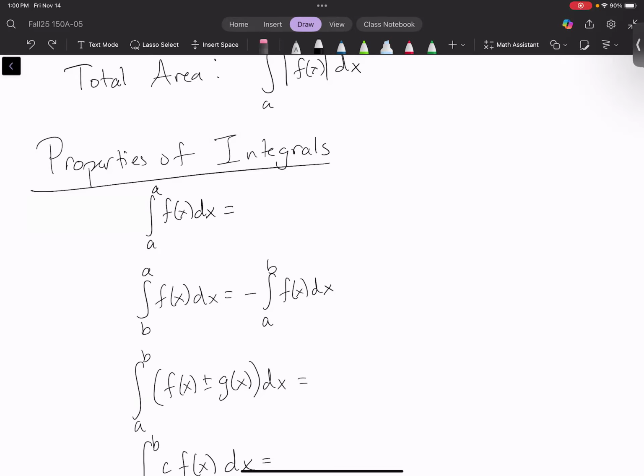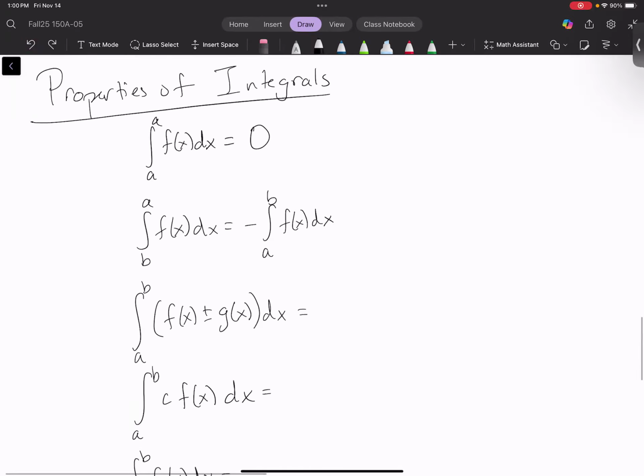Well, a to a. Those are the bounds of my x values, but they're the same number. So there's no area, positive or negative. There's no width in there to have a value. So this is just going to equal zero. If you try to draw a picture of a function, I'll start my integral at a, and then I'll end it at a. There's nothing there, so that integral is zero.